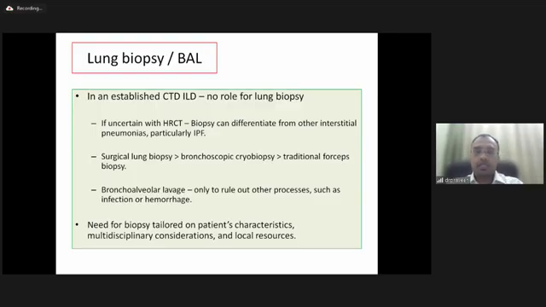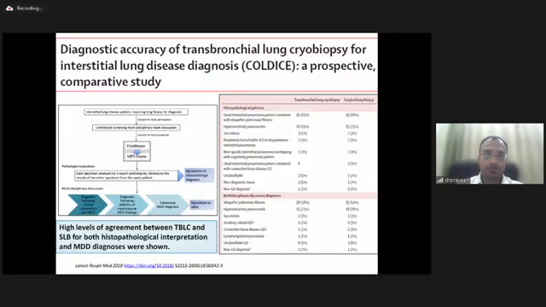So these are probably the two main conditions where BAL is actually required. If there is an uncertain HRCT, for example a fibrotic NSIP, then to differentiate it from a fibrotic HP, probably a lung biopsy can be done. Surgical lung biopsy used to be the gold standard, but now we have a lot of evidence that bronchoscopic cryobiopsy is equally useful. So said and done, in an established CTD-ILD, there is no role for lung biopsy. The need for biopsy needs to be tailored to the patient characteristics, multidisciplinary consideration, and local resources.